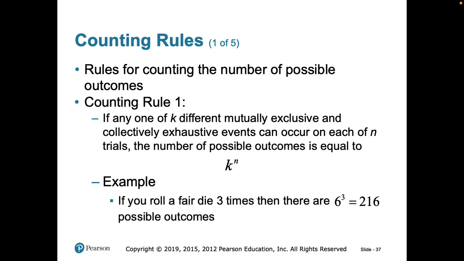So if you flip a coin twice, what are the chances of getting heads twice? In this case, you do 2 to the power of 2, because you're flipping it twice, so that will be 4. In the example here, if you roll a fair die 3 times, and each time there are 6 possible outcomes, then 6 to the third power is 216 possible outcomes.